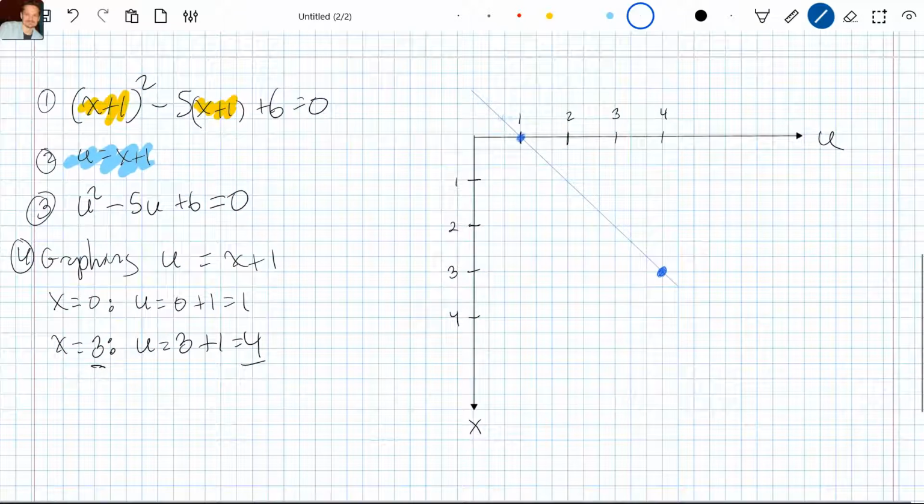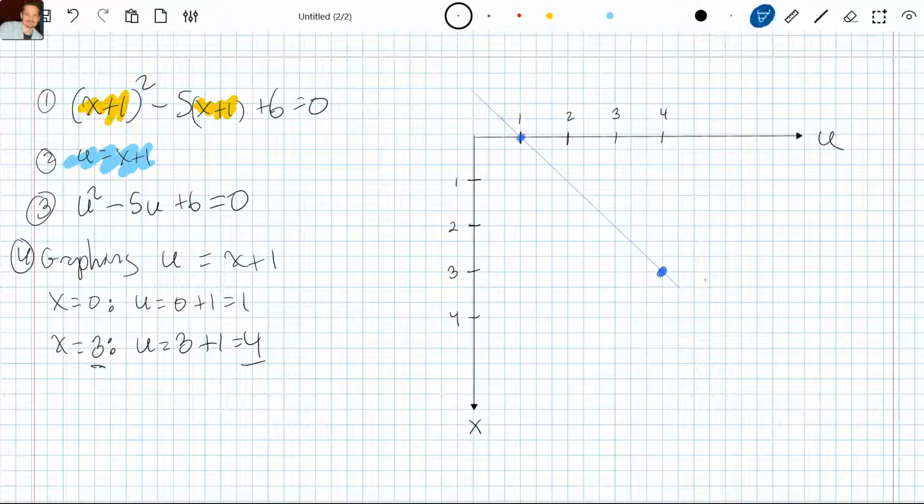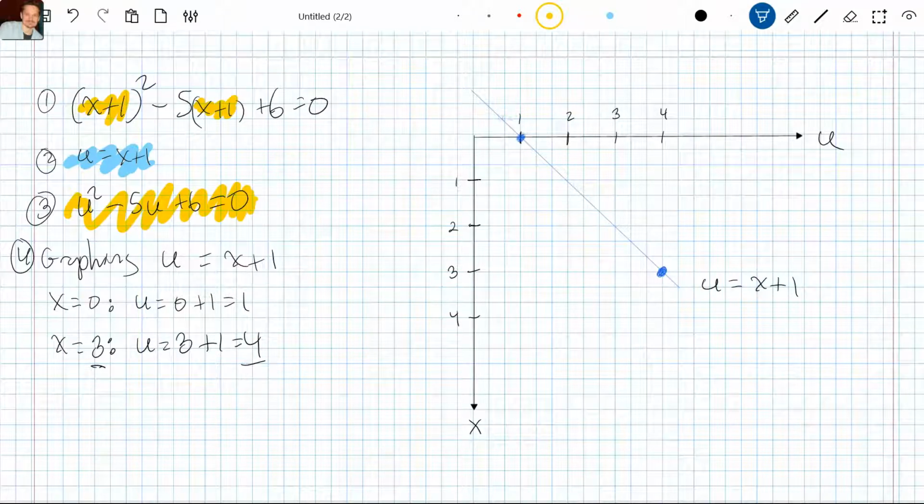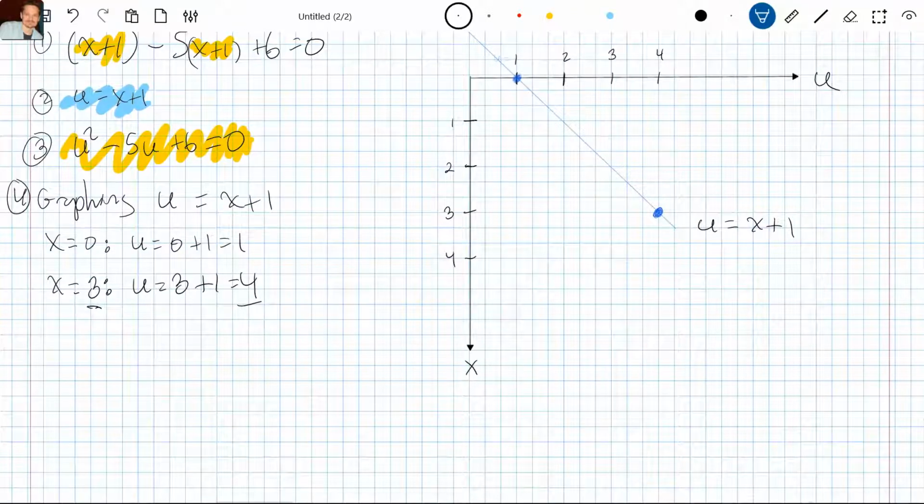And now let's ask ourselves the next question. This represents u equals x plus 1. We have this equation that we are going to solve in u space just because it's easier to solve. So let's do that down below in this little space. So I have u squared minus 5u plus 6 equals 0. So after that, just factor both sides, well, factor the left side, to be clear.